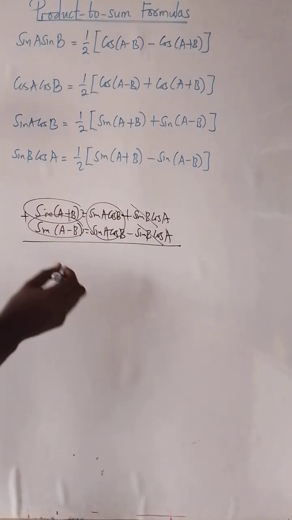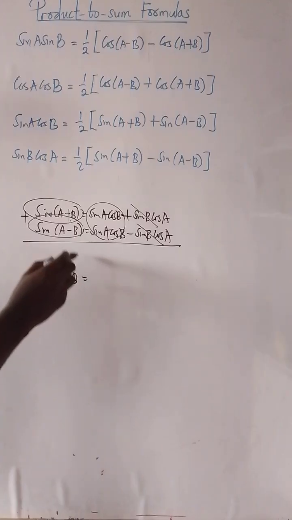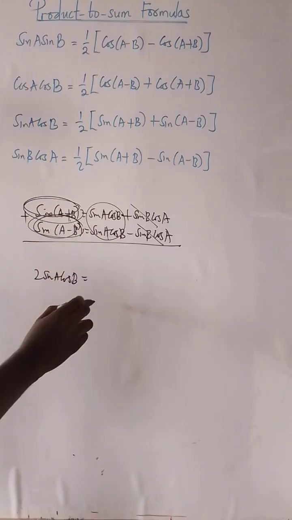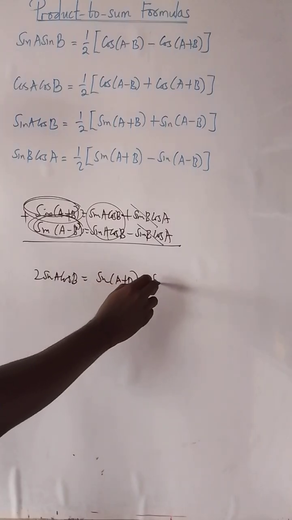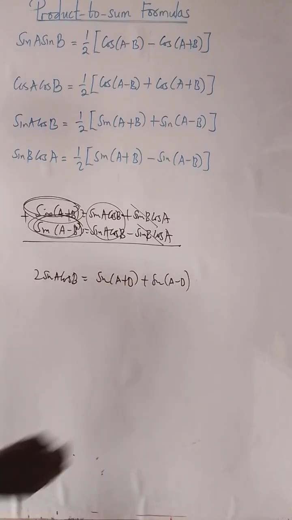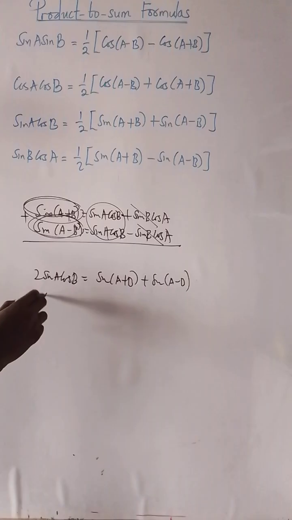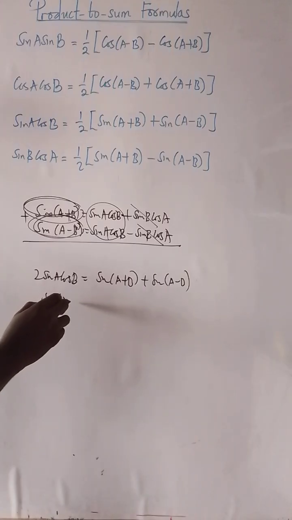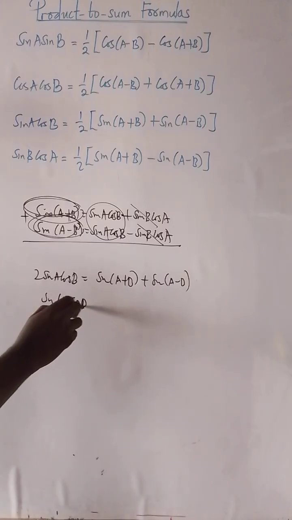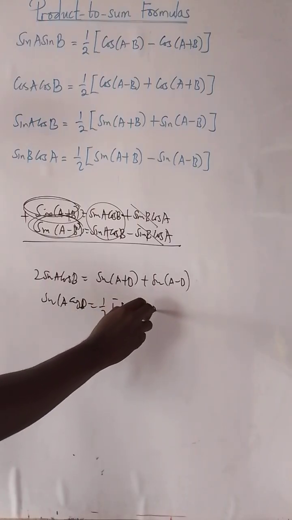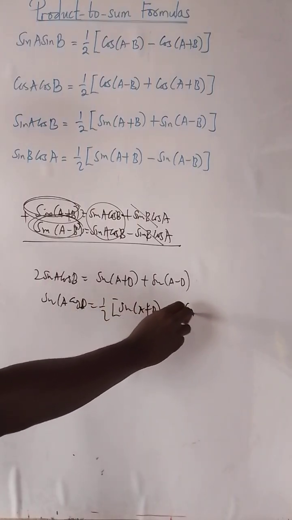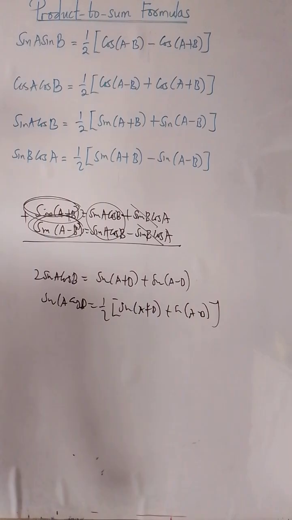If you add this one together, we'll be having 2 sine A cos B equals this plus this. That's sine A plus B plus sine A minus B. And from here you can divide 2 by 2. So it means sine A cos B equals half of, don't mind my handwriting, sine A plus B plus sine A minus B. So that's how to get sine A cos B.